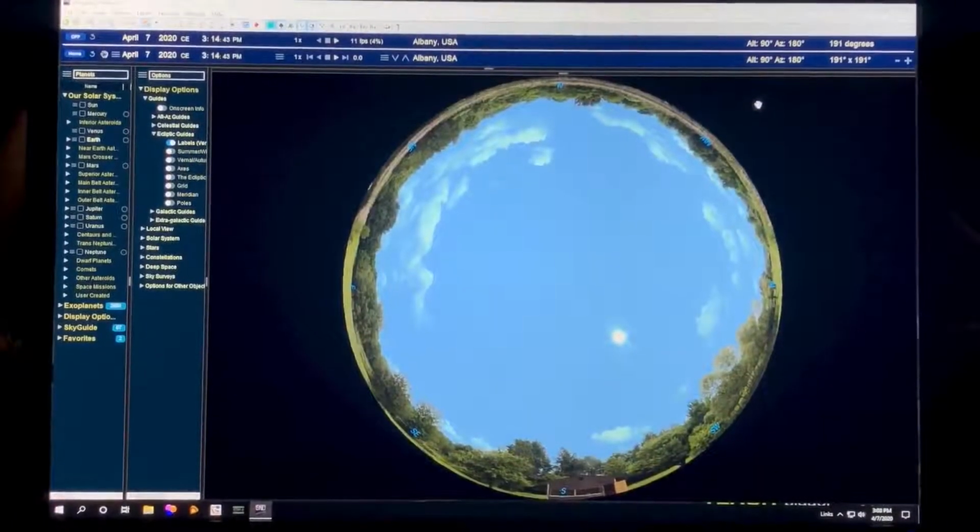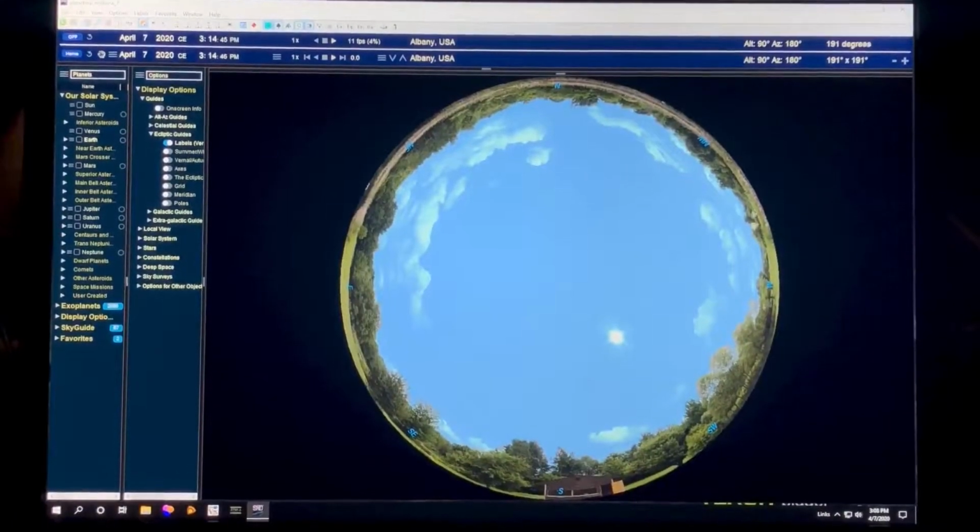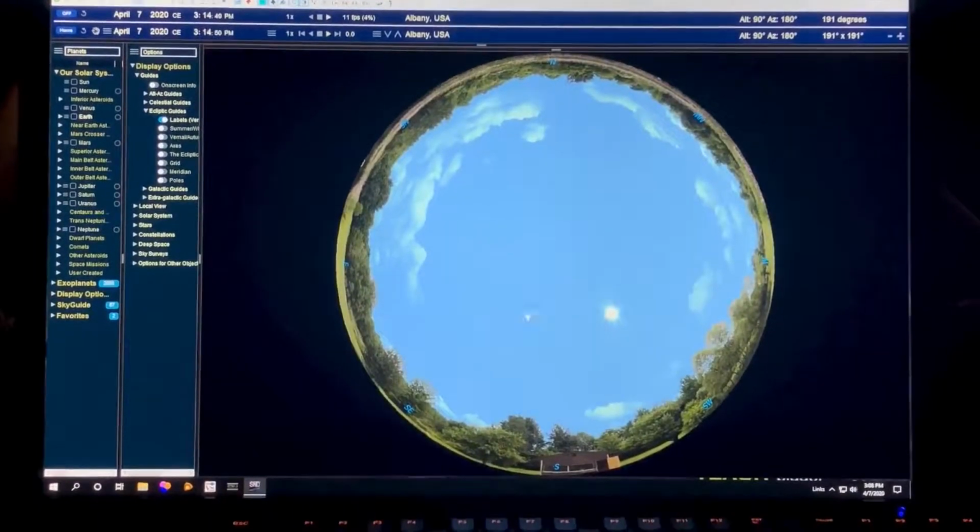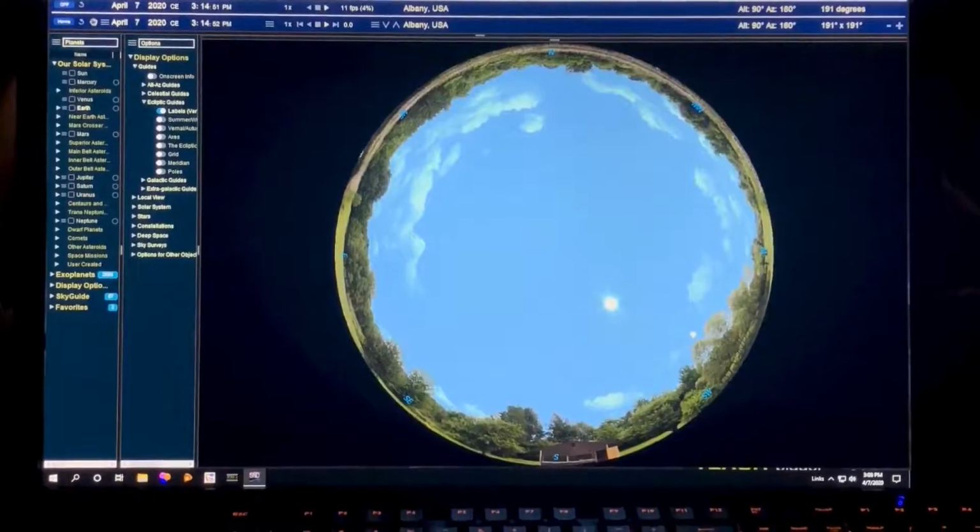Hello, I'm Allison from Thronatisca, and we are back in the Weatherby Planetarium today. Today we are going to be talking about the ecliptic.